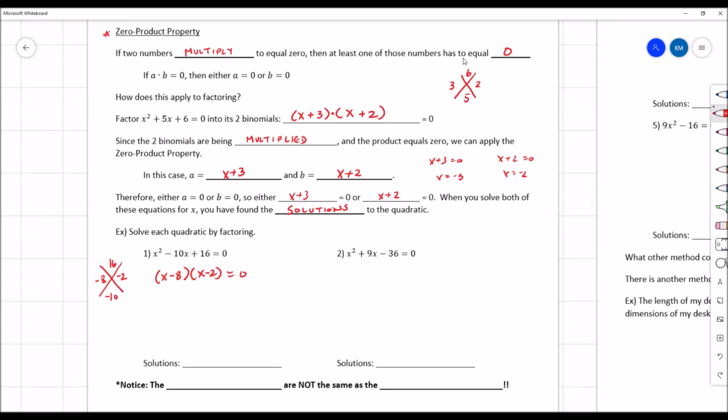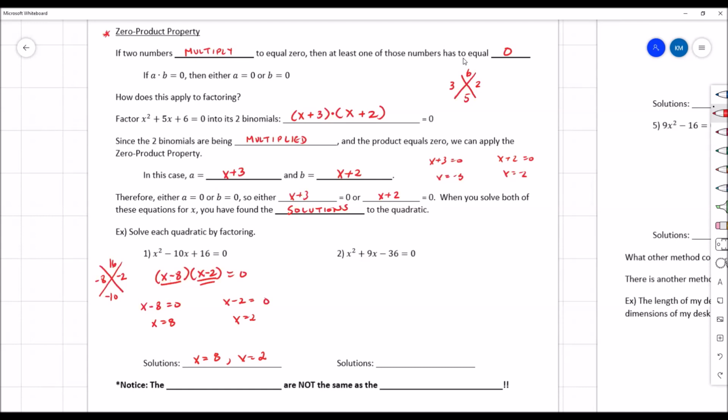Okay, so we multiplied 2 numbers and the answer is 0. So either this number is 0 or this number is 0, or both of them. Okay, so we find out what our values for x would be. Add 8 to both sides, x equals 8. Add 2 to both sides, x equals 2.